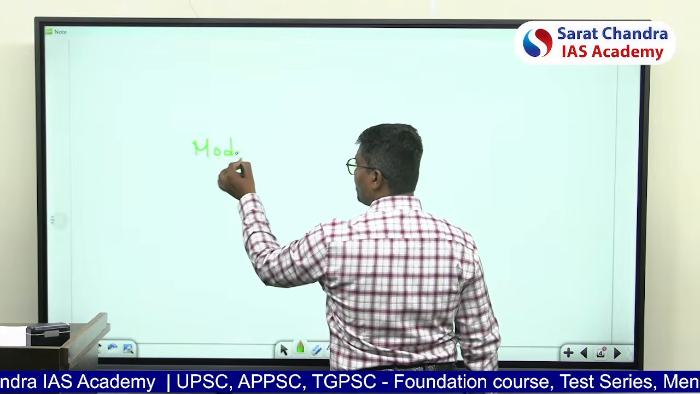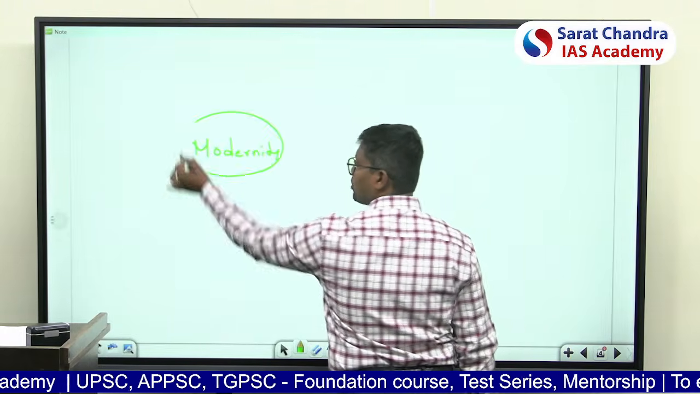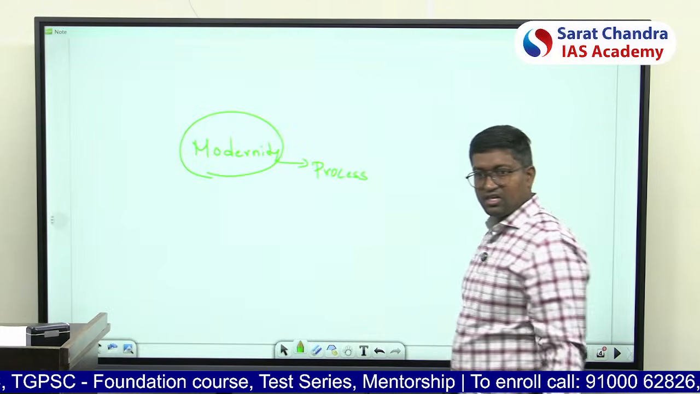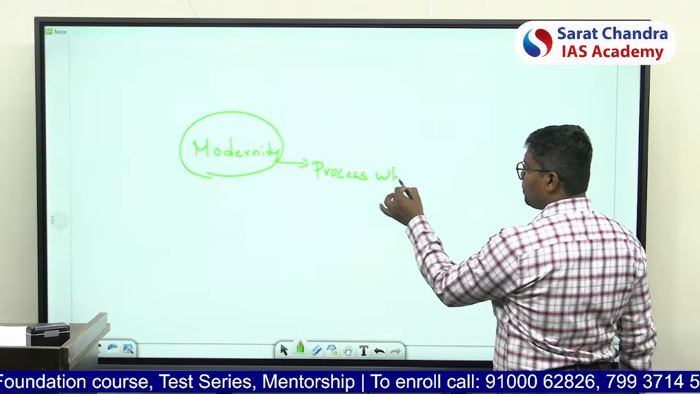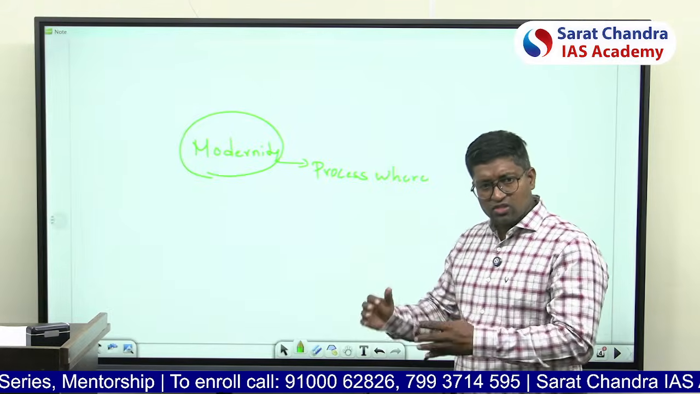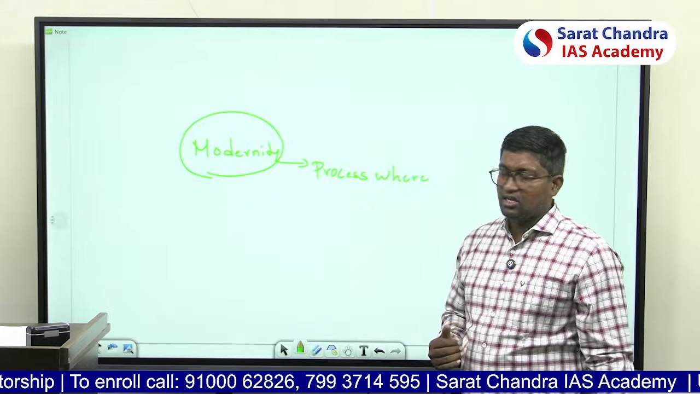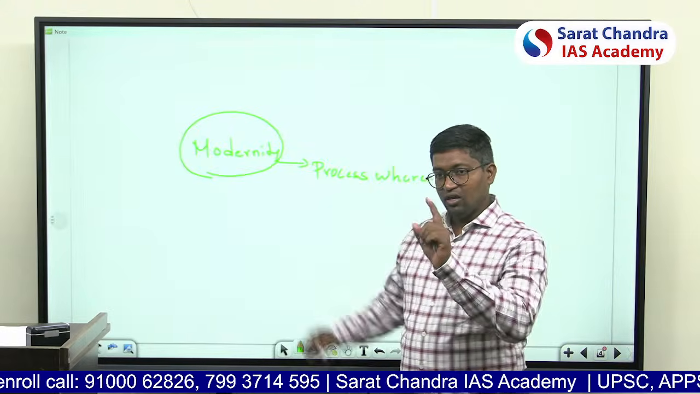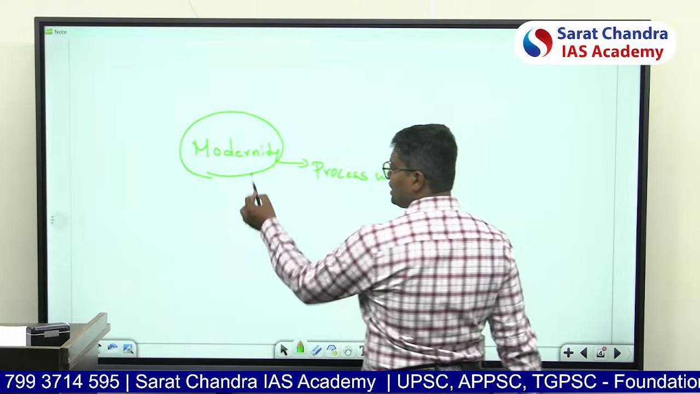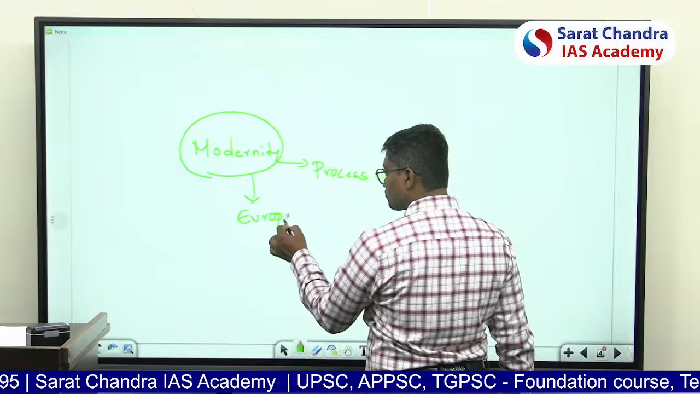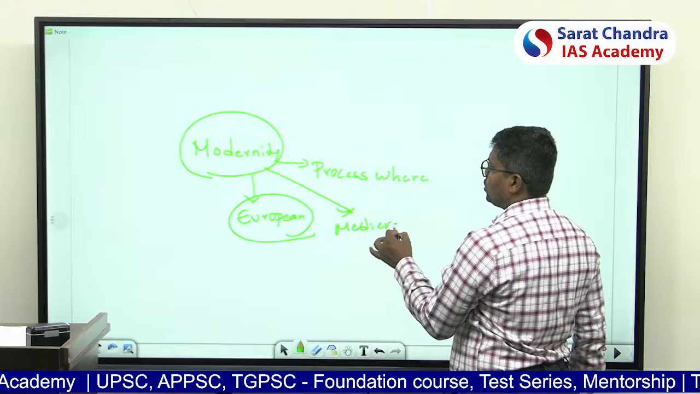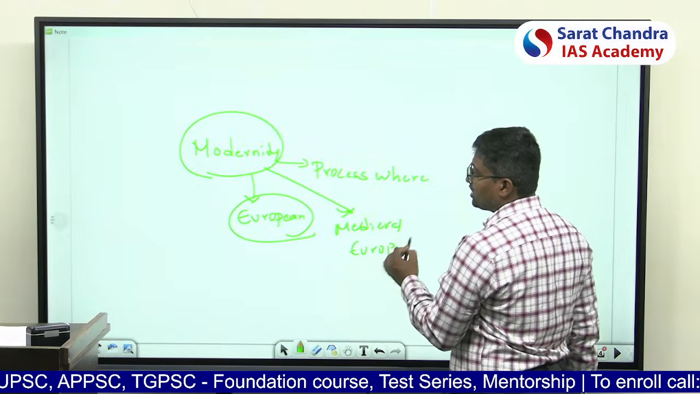When you are talking about modernity, first, what do you understand by modernity? Modernity is a process where new ideas are replacing old ideas, or modern society is replacing traditional society. Many people think, and many books also emphasize this point, that modernity is a European phenomenon and that modernity only emerged in medieval Europe. Very important, you have to understand that.